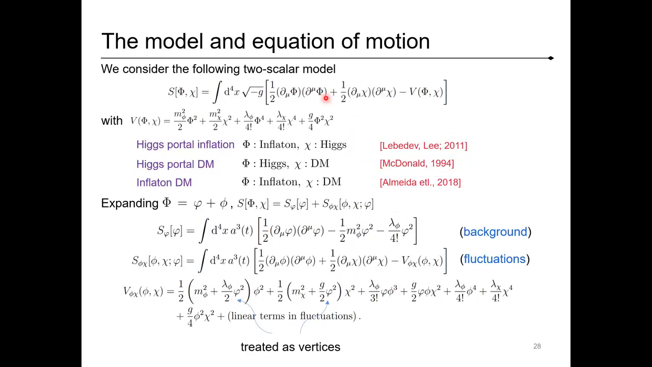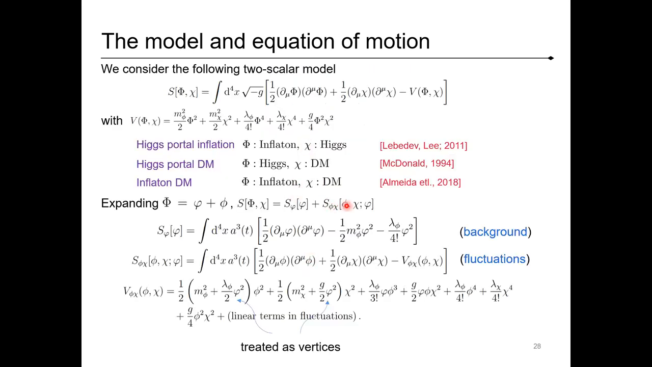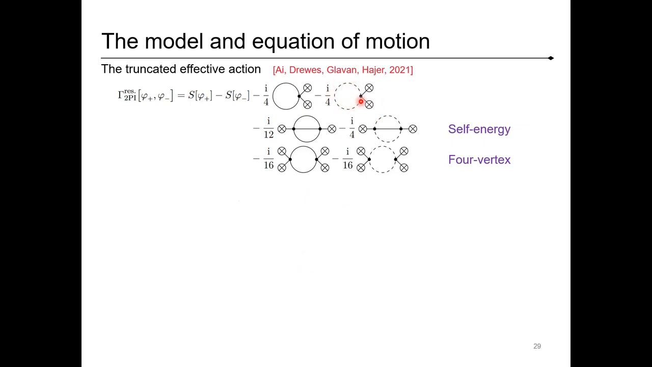And with this action, we can have a truncated effective action. Now, this plus and minus comes from the closed time path, okay? But never mind, this is just the classical contribution. So for the effective action, you first have the classical contribution, and you have some loop corrections. Here I just show Feynman diagrams, and a cross denotes the background field, the condensate. Here the vertex is attached by two background field modes, and a solid line is the propagator for the fluctuation field phi. And a dashed line is the propagator for the field chi.